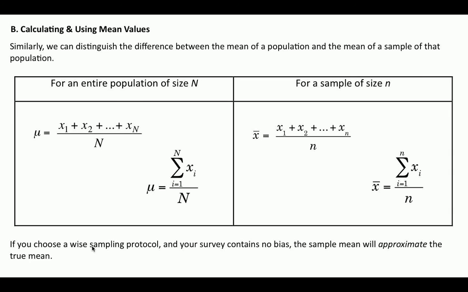If you choose a wise sampling protocol, remembering from last unit the sampling techniques, how to sample properly, and there's no survey bias, your mean will approximate the population. So the mean for your sample will approximate the mean for the population. And that's the goal.